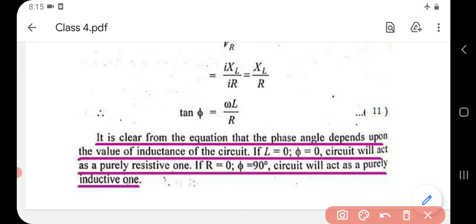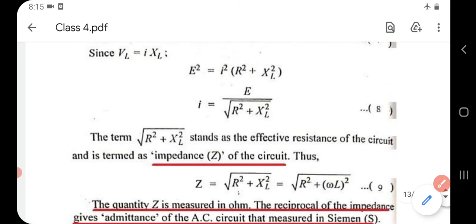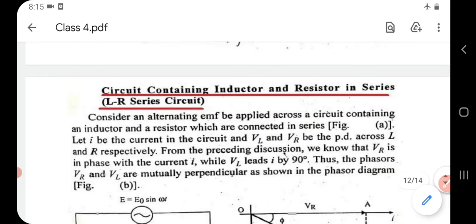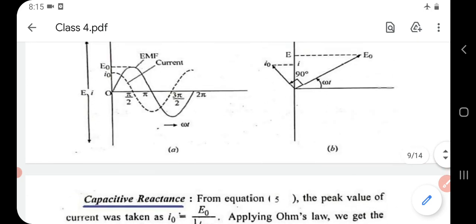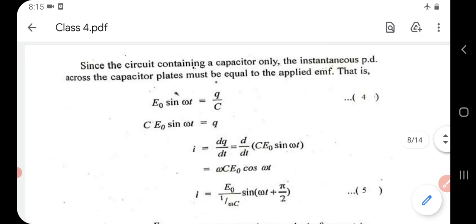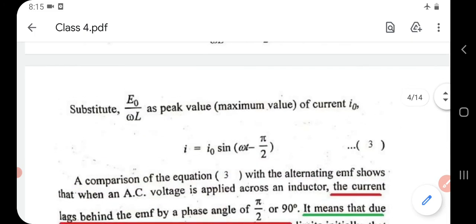So this phase angle phi actually depends upon the value of L and the value of R present in the circuit. There is nothing much difficult to learn. Hope you understood the difference. Just study one and then you will definitely understand the other, because there are not many complications. So please go through it.